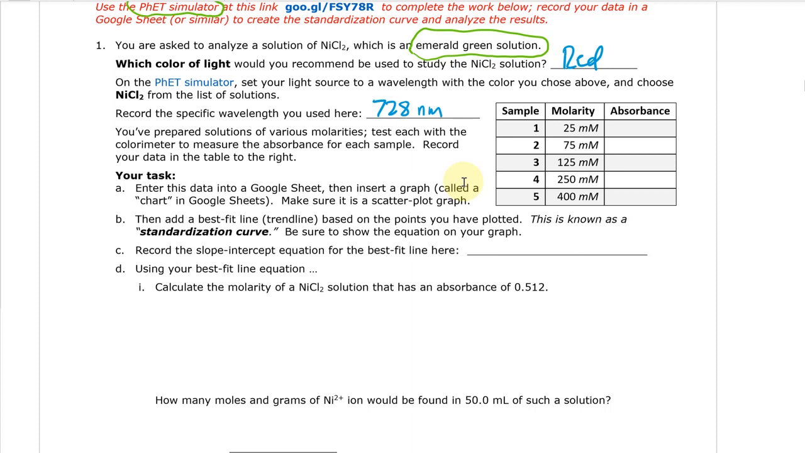Now, notice here it says you've prepared solutions of various molarities. So this is hypothetical. We've prepared these in the lab. Test each with the colorimeter to measure the absorbance for each sample and record your data in the table to the right.